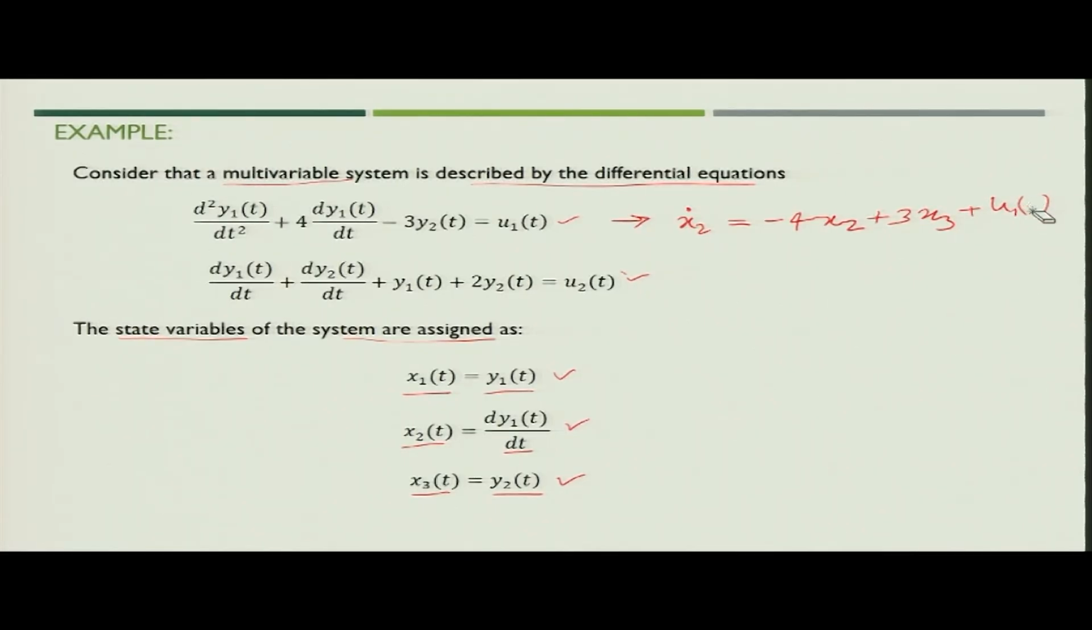So, you have got the first differential equation converted into state equation. Similarly, for the second one, let us take dy2 by dt on the left. So, what you can write, since y2 is x3, you can write x3 dot equal to minus dy1 by dt, means minus of x2, minus y1, that means minus of x1, minus of 2, what is y2? y2 is x3 plus u2.